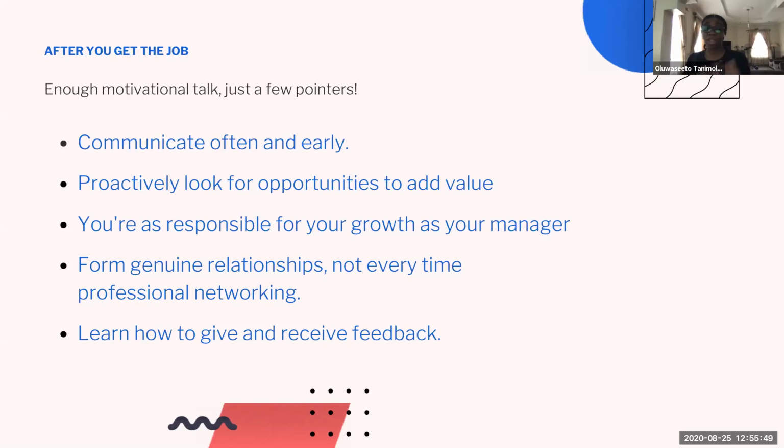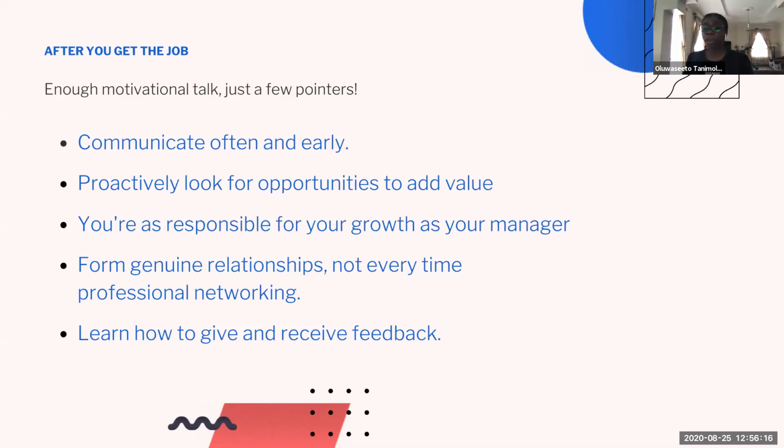You are as responsible for your growth as your manager. Your growth is very important. So communicate. If you are not comfortable with the tasks you are getting, if you feel like you are not getting challenged enough, tell your manager. Keep learning, go for seminars. Ask if your company has a budget for personal development. My company has a budget for that, and they encourage you to keep learning and take seminars and all of that.